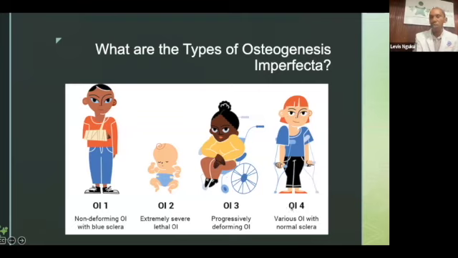And there's a type 4, which is just slightly worse than type 1. The difference we notice with them is that their sclera is not white, and not blue, it is whitish. So it's a more severe type of type 1.